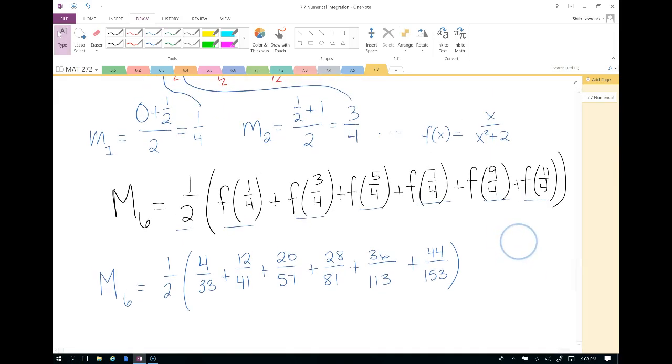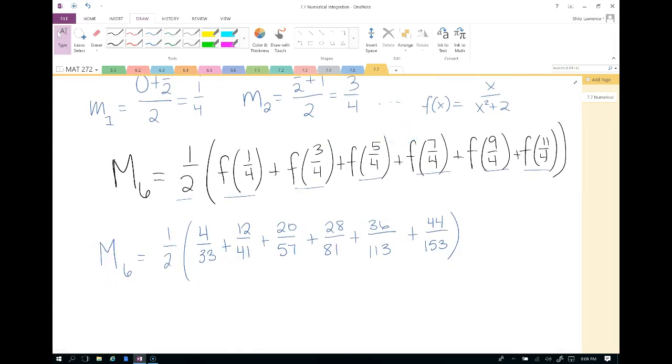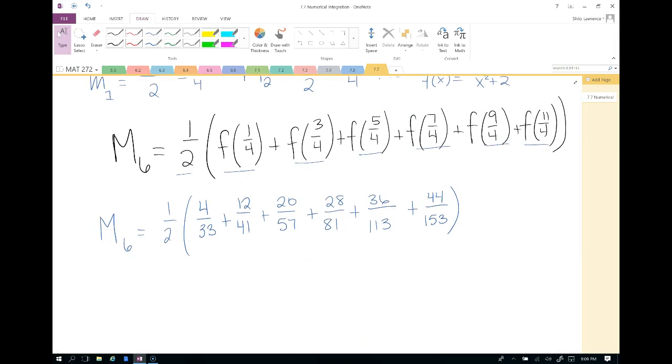So all I've done is I have plugged in 1/4 into my function x over x squared plus 2 and changed it back to a fraction and got 4/33, and then plugged in 3/4 into x over x squared plus 2 and I got 12/41. Then I plugged in 5/4 into x over x squared plus 2, I got 20/57, and so on. So I've got all of my function values here. These are the heights for all of the rectangles when we use the midpoints. So now we just need to add them together and then multiply by 1/2. I'll write an exact answer, but then I'm also going to write a decimal.